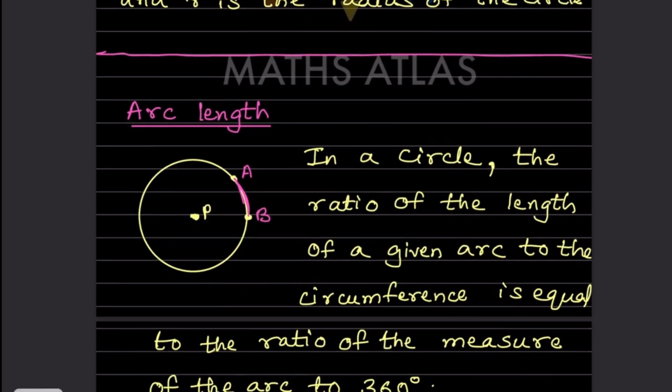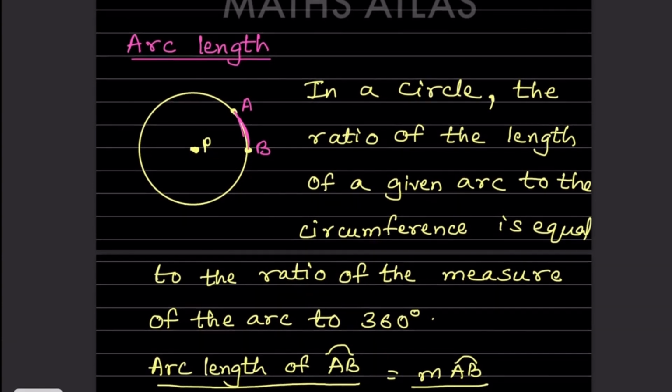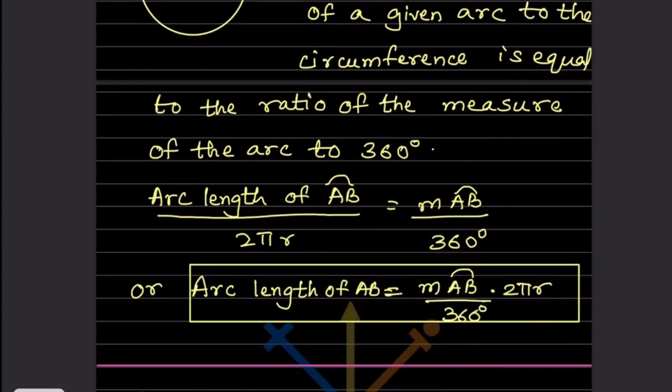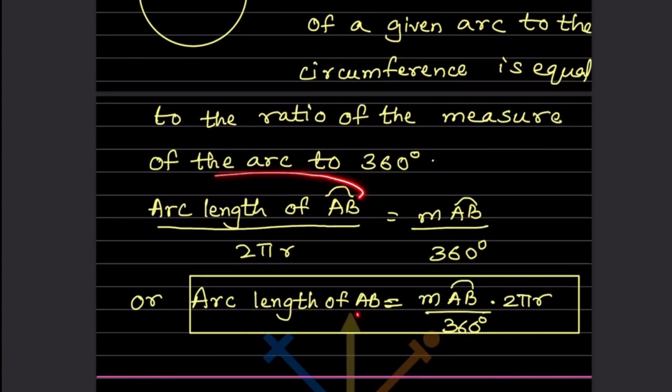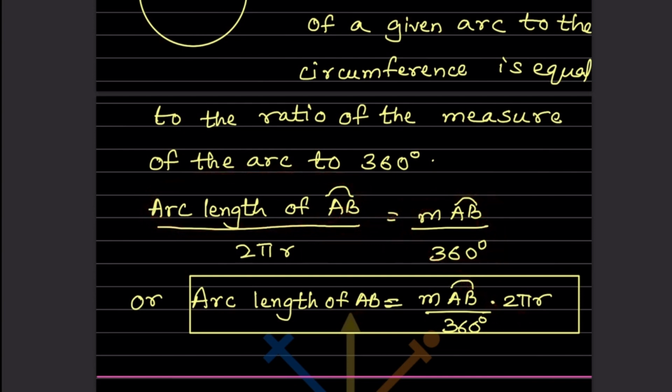Then the arc length. This is the arc length, this is the arc AB. In a circle, the ratio of the length of a given arc to the circumference is equal to the ratio of the measure of the arc to 360. So what can we write here? Arc length of AB divided by 2 pi r is equal to the measure of arc AB divided by 360. So the arc length of AB is this whole thing as it is, multiplied by 2 pi r. This dot says that is multiplication.